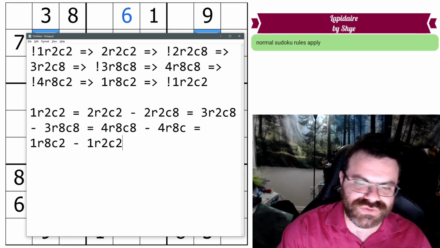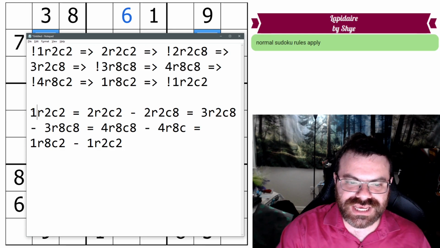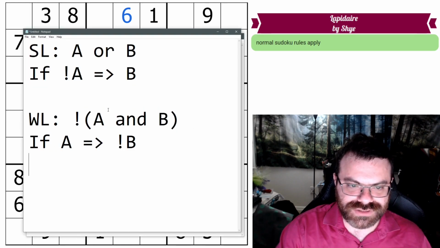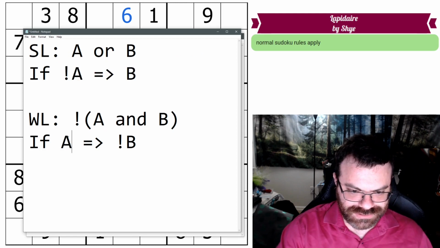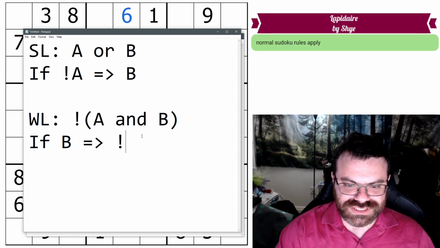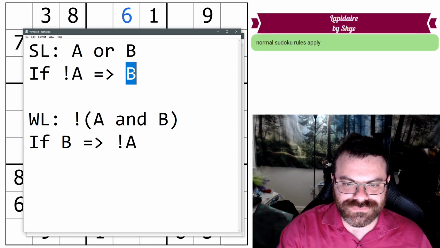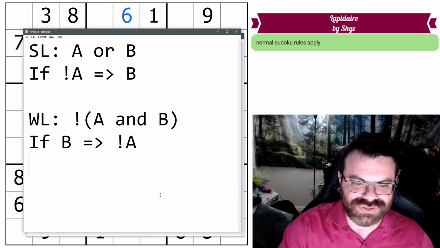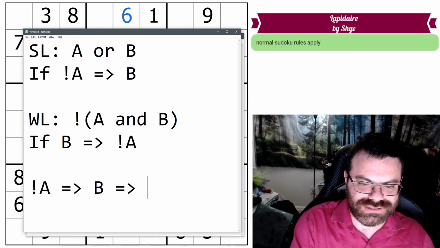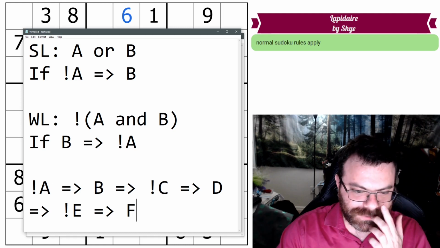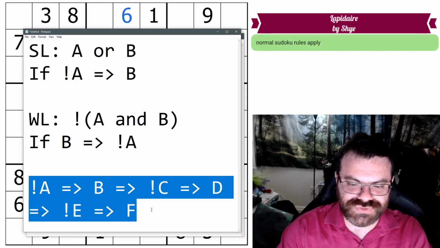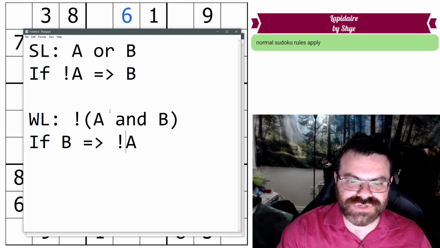And if you think about it, the reason we're alternating strong and weak links is we're saying, if I go back to this one, we're saying if not A, then B. And then if you think about this this way, then we can say if not A, then B, and then if B, then not A. So we're going not A, B, not C, D, not D, not E, F, etc. And we're alternating between not true and true, which if we alternate between strong links and weak links, we do get that result.